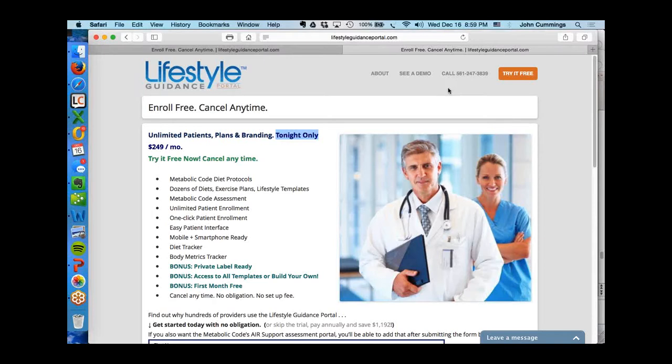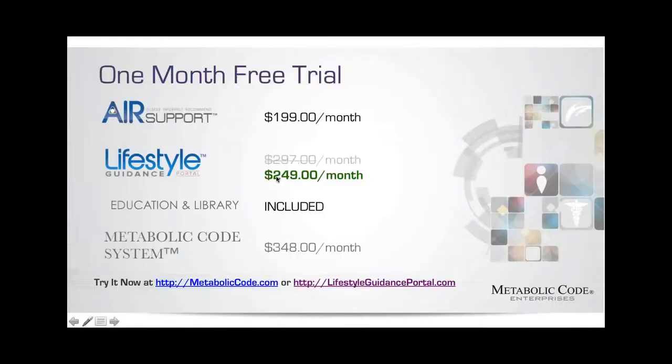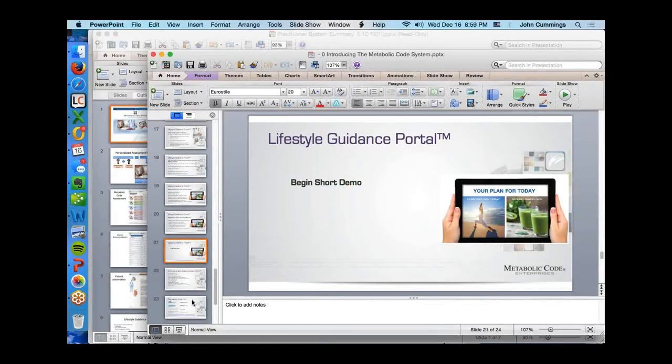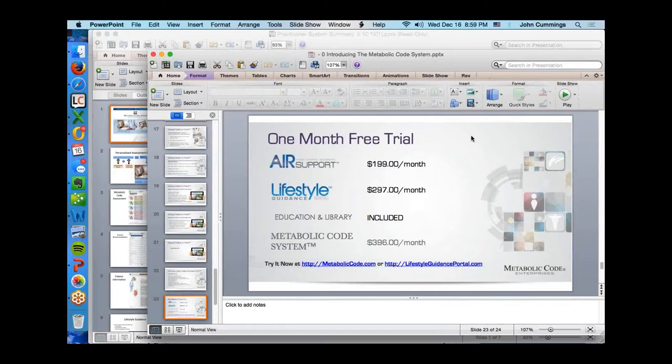I have another question. Is there a separate fee related to what you discussed tonight? No, the fees that we mentioned tonight, that's it. Basically, you pay the $348 for both systems, 30 days free, and you can enroll as many patients as you want. There is no extra charge per patient.